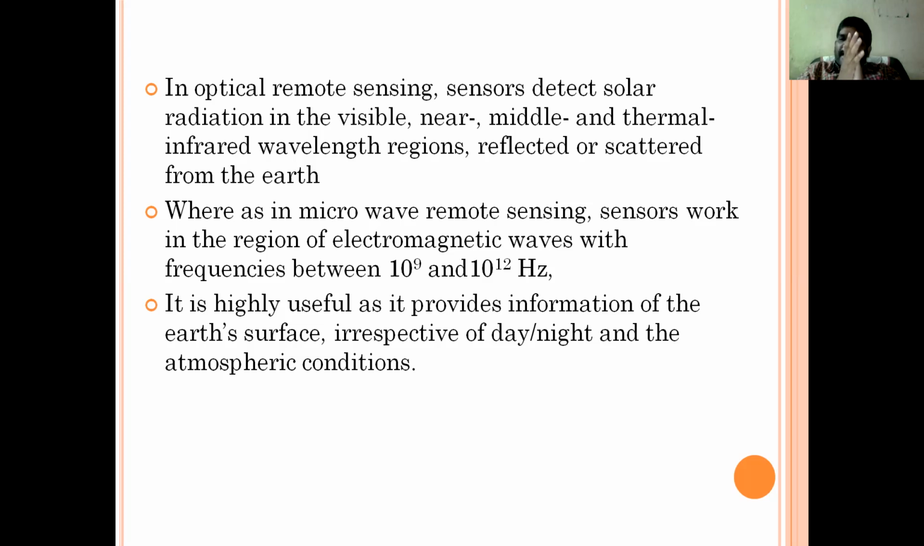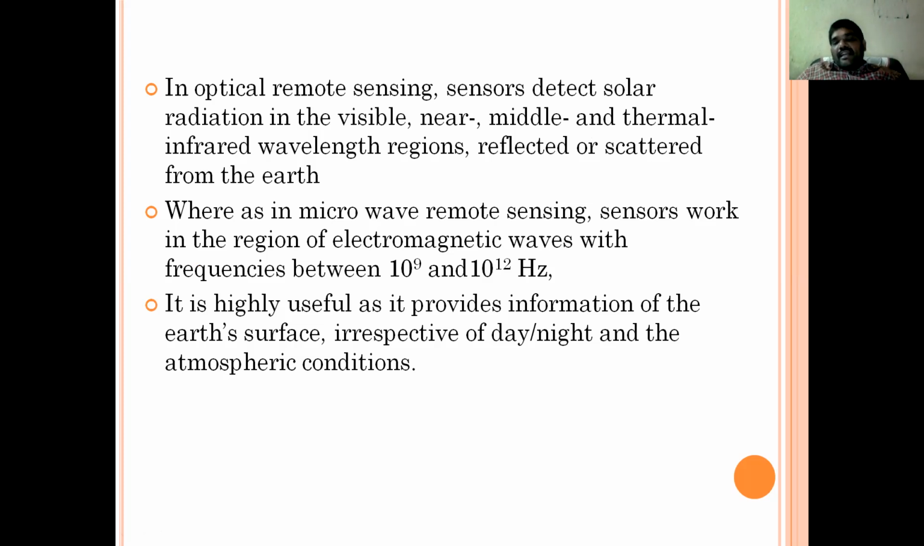This phenomenon takes place especially in the visible, near, middle and thermal infrared wavelength regions. These 3-4 words, you may think, are very new words to you. What is this visible, what is this near, and what are the middle and thermal infrared wavelength regions? We'll discuss them one after another.